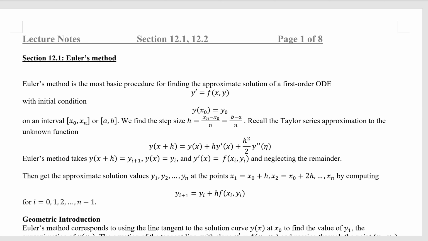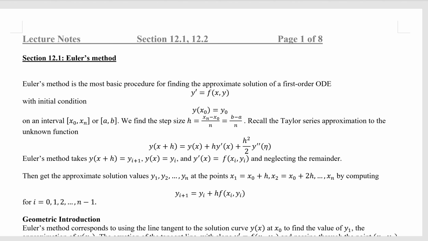Hi everyone! Today, let's talk about section 12.1, Euler's method. Euler's method is the most basic procedure for finding the approximate solution of a first-order ordinary differential equation.